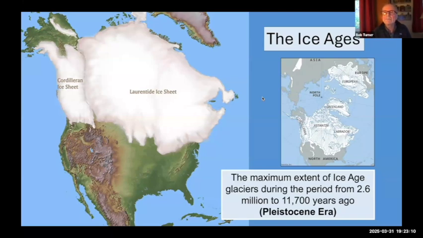And at that time, at the peak, not throughout the whole period, but at times, because the ice during that period of time would expand and then melt back, expand and melt back. But at its peak, the ice covered most of northern North America, Greenland, and northern Europe. And this is an artistic rendering of what those ice sheets might have looked like.